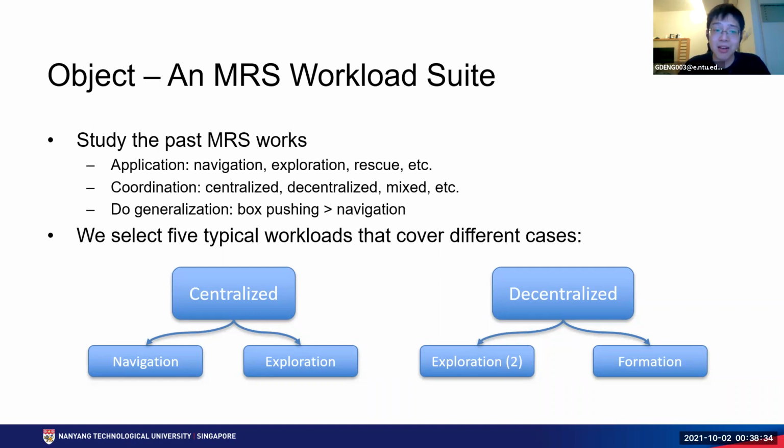So basically, fundamentally speaking, those two workloads are very similar. So in the end, we select 5 typical workloads, which we think can cover different cases and usage scenarios of all the MRS workloads that we can see in common cases. We have the centralized coordination scheme with the navigation workload and the exploration workload. We have a decentralized scheme with 2 exploration workloads based on different map merging strategies. And we have a formation workload, which is based on swarm robots. The details of these workloads can be seen in our research paper, and you can also check them because we have already open sourced these workloads.